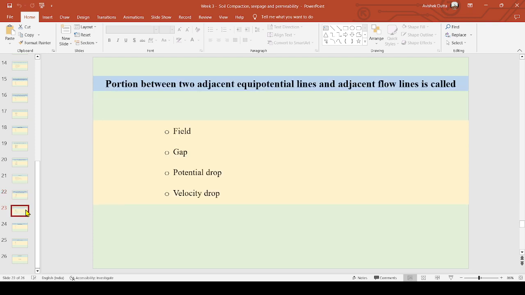Portion between two adjacent equipotential lines and adjacent flow lines is called. What is the portion which is surrounded by two equipotential lines and two flow lines? The options are field, gap, potential drop, or velocity drop.